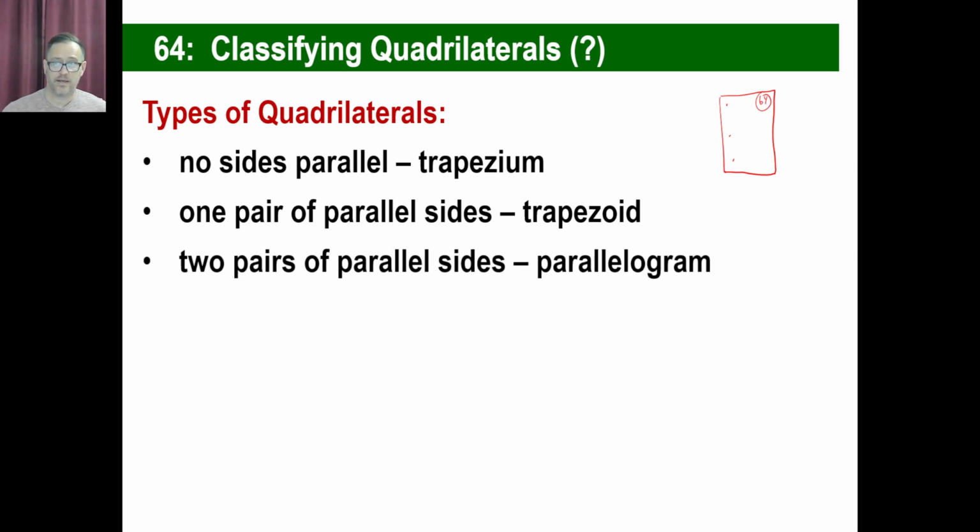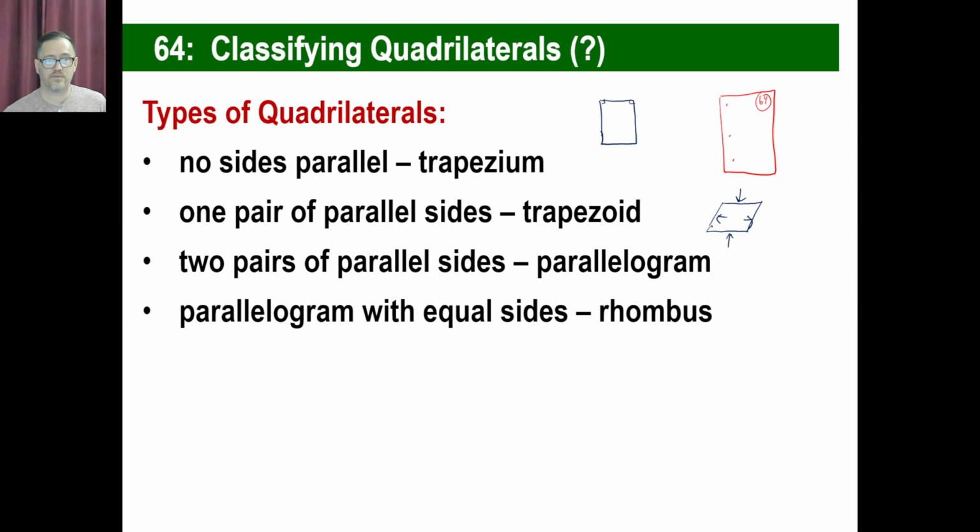Now, if you think about it, you can have a parallelogram that's a rectangle, where it has all these right angles, 90 degrees. Or you could have a four-sided figure that looks like this. I'm not drawing this right, but this side here is parallel to that side, and that one is parallel to that one. It doesn't have to mean it's a square or a rectangle. Okay. If you have a parallelogram with equal sides, that's a rhombus.